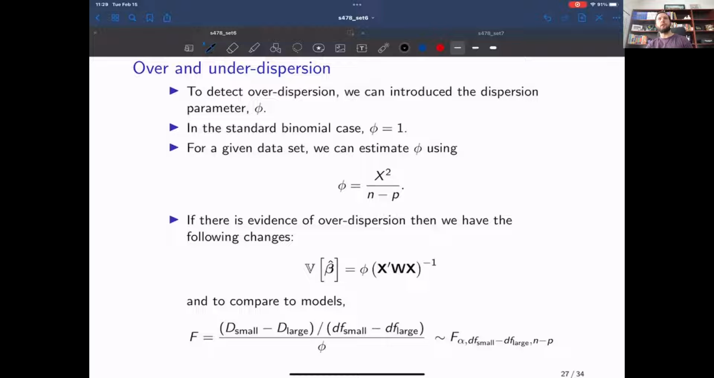Yeah, because psi is the trident. Okay, so we can estimate phi using X squared over n minus p, where X squared over n minus p is the Pearson chi-square. So basically in R, what we're going to do is just estimate this quantity, which is very easy to do for a binomial GLM. We just compute the Pearson X squared value, and then we divide by n minus p.